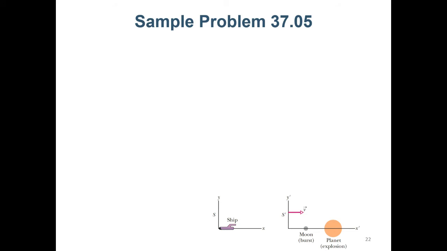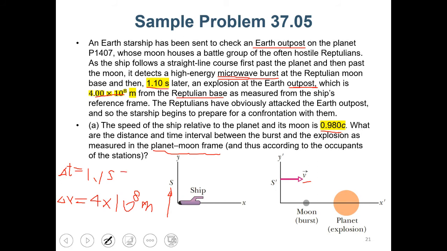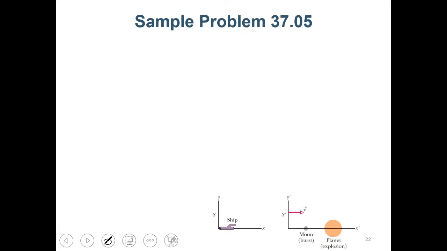So here we can also write that delta t can be regarded as the t for the explosion minus the t of the microwave burst, right? Because the microwave burst came first and then the explosion occurred later. And so delta x is x_e minus x_b. So we can write delta x prime equals gamma times (delta x minus v delta t).